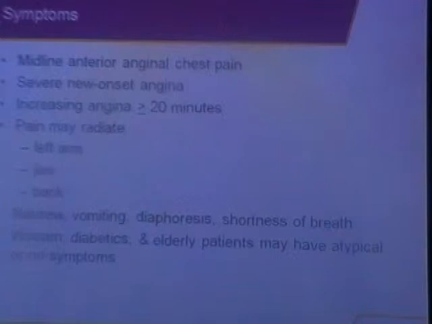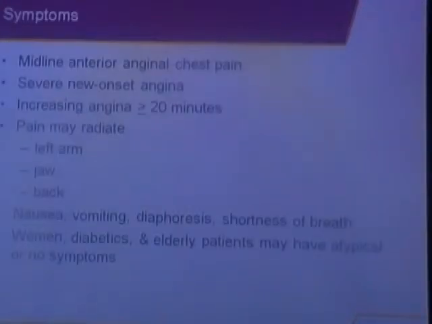So how do we diagnose acute coronary syndrome is the question. The most important thing is of course the symptom, which is chest discomfort. It could be jaw discomfort, it could be just a heaviness in the chest, it could be just breathlessness, increasing angina lasting more than 20 minutes, radiating to arm, jaw or back. It may or may not be associated with other symptoms like nausea, vomiting, sweating, being short of breath. Diabetics, elderly and women can have atypical symptoms or no symptoms.